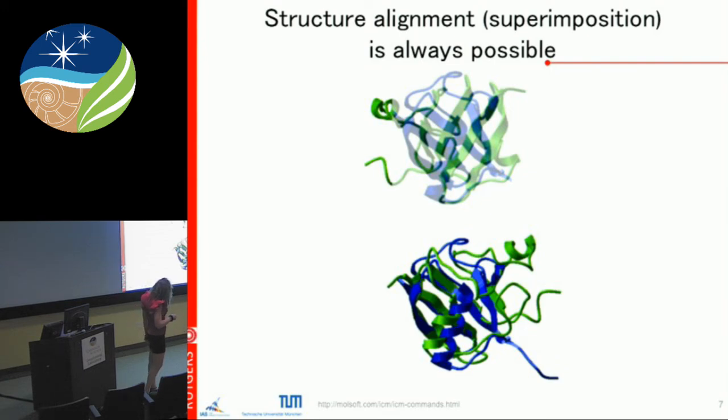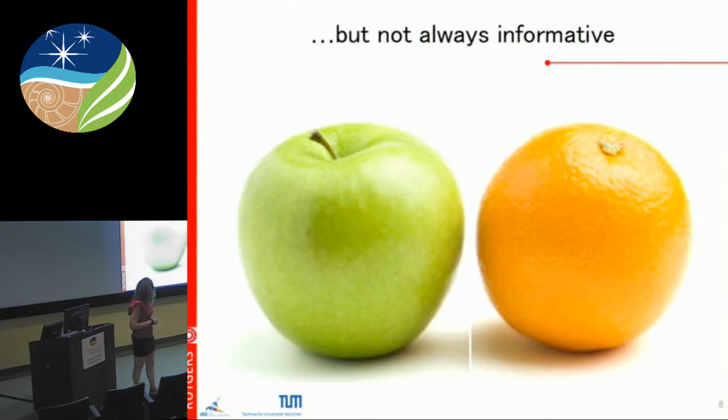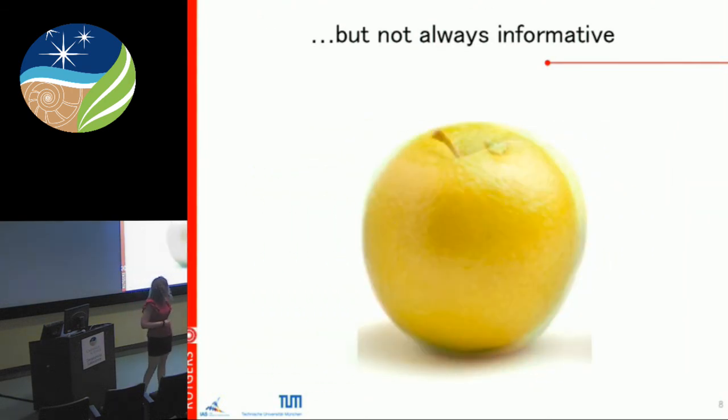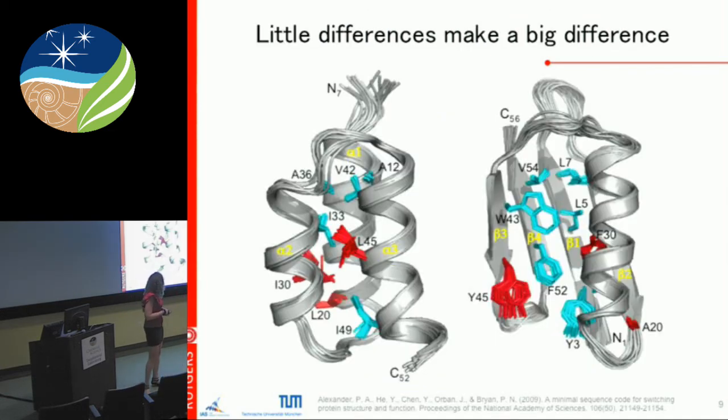It looks good, right? But sometimes, it's kind of like that, right? So the idea is that you can align an apple on an orange. You can superimpose them. Doesn't mean that one does what the other is intended to do. So, and in proteins, it's actually quite complicated.